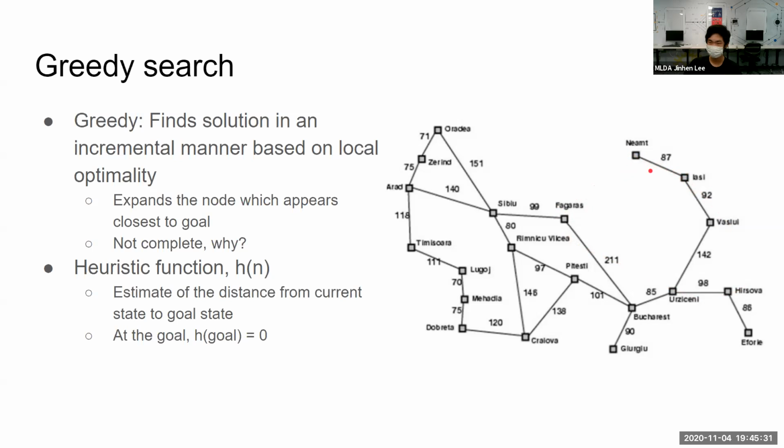So here we use a heuristic function, which is an estimate of the distance from your current state to the goal state. So by definition, at the goal, your heuristic function will have 0 value because the distance is 0, right?